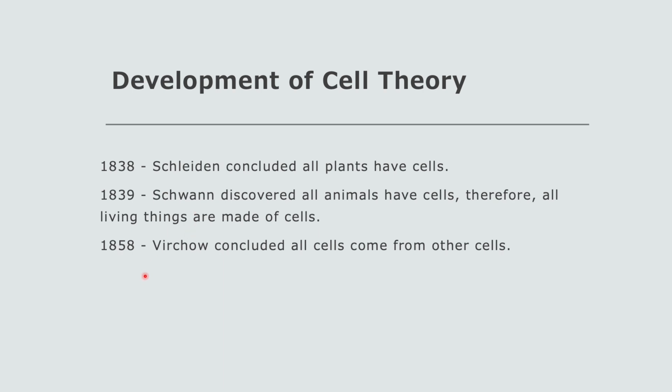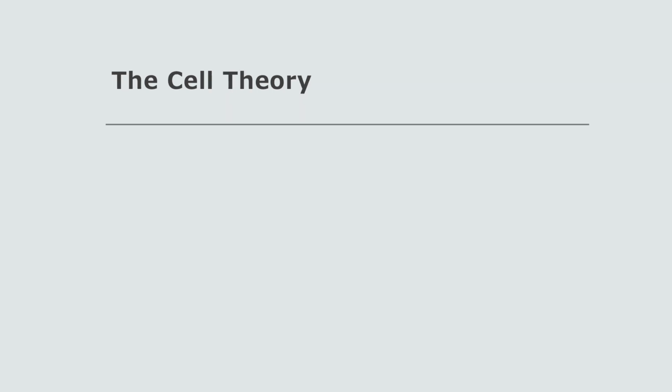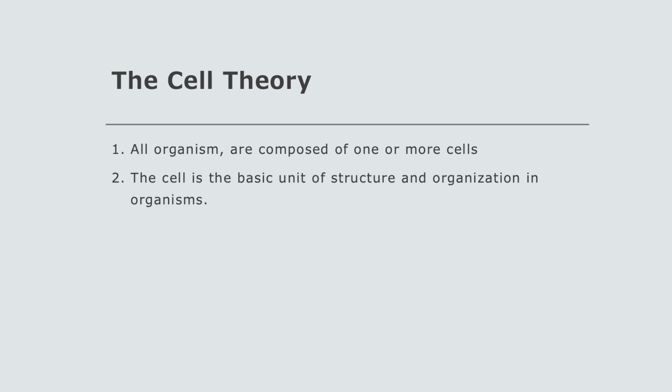And then in 1858, Virchow concluded all cells come from other cells. And this leads to the cell theory. There are 3 parts to the cell theory that you must know. All organisms are composed of 1 or more cells. The cell is the basic unit of structure and organization in organisms. All cells come from pre-existing cells.